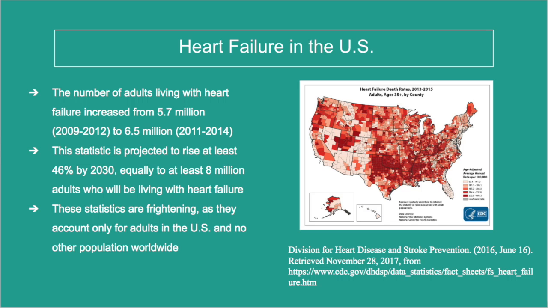This slide includes some interesting statistics about heart failure in the U.S. For example, the number of adults living with heart failure increased from 5.7 million in the years of 2009 to 2012 to 6.5 million from the years of 2011 to 2014. This statistic is projected to rise at least 46% by 2030. Equally, at least 8 million adults will be living with heart failure.